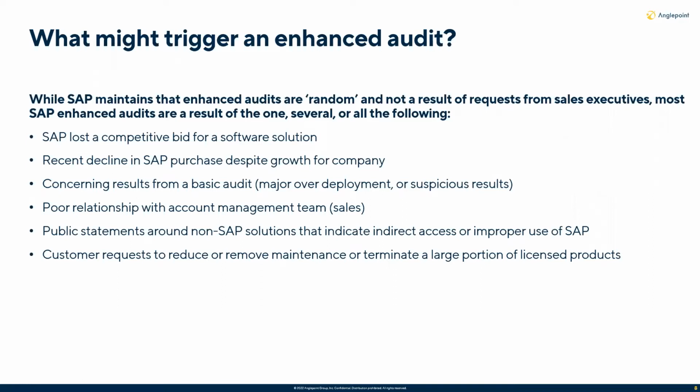First one being SAP lost a competitive bid for a competing software, right? So they're trying to sell you CRM, and you put an RFP out and you collect demos and quotes from other CRM providers, and SAP loses and you end up going with Salesforce or somebody else. That can sometimes contribute to SAP having concerns over their licenses and whether you're using indirect access or digital access or something like that. Again, they would sometimes kick off an enhanced audit because of that fact, right? We've had some customers report enhanced audits being kicked off just after a competitive bid is lost to SAP.